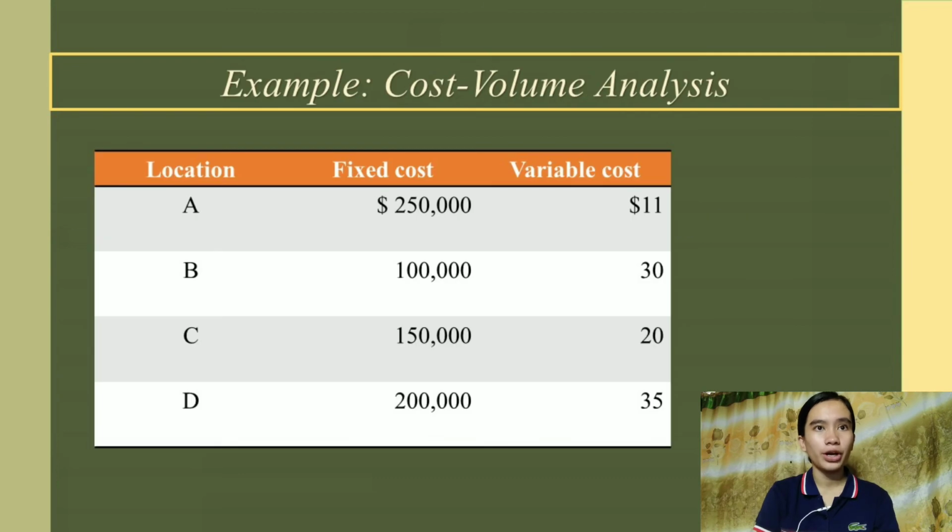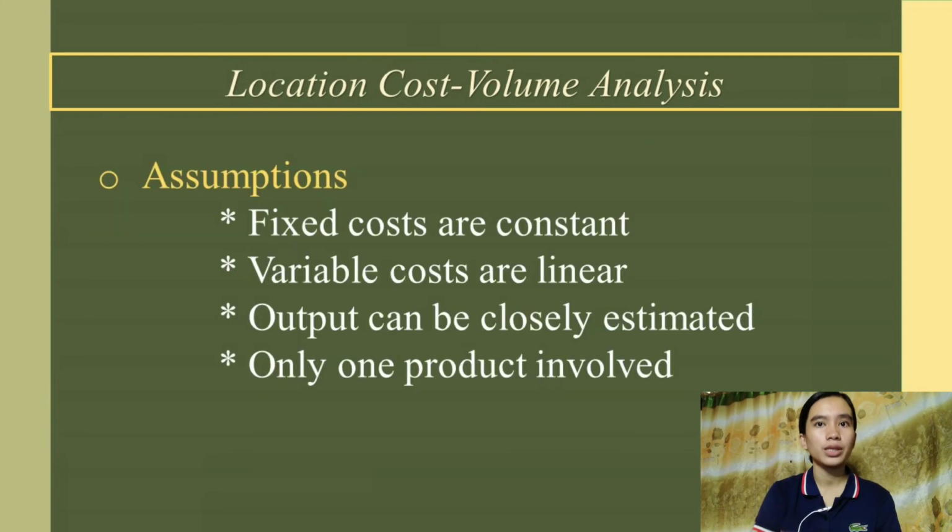So we have here an example of cost volume analysis wherein locations A, B, C, and D have fixed costs of $250,000, $100,000, $150,000, and $200,000 respectively, and variable costs of $11, $30, $20, and $35. The assumptions in this illustration are that fixed costs are constant, variable costs are linear, output can be closely estimated, and only one product is involved.